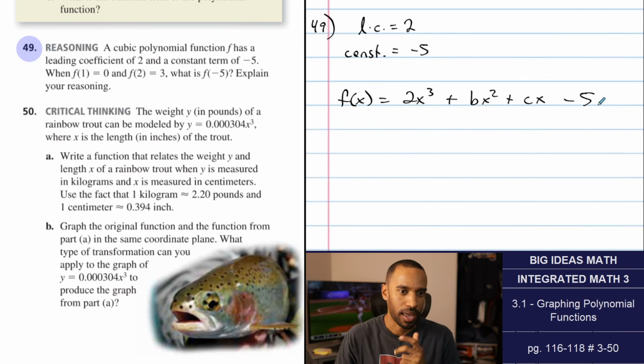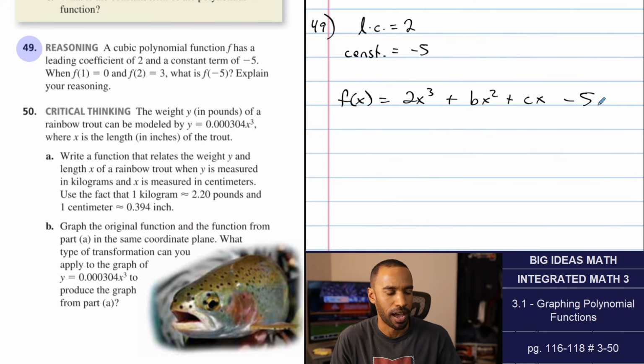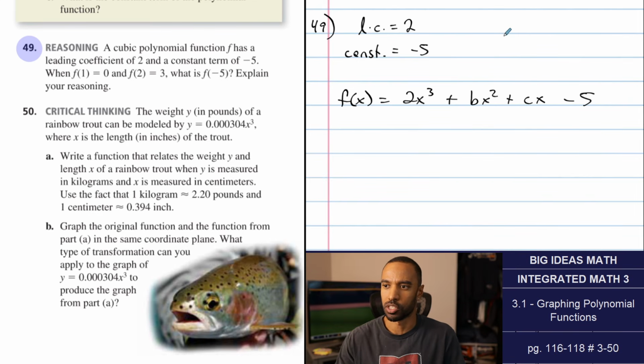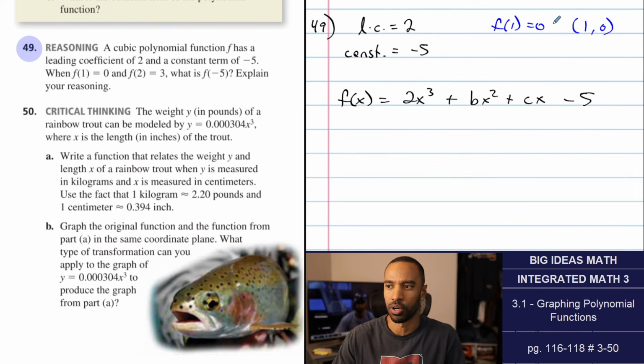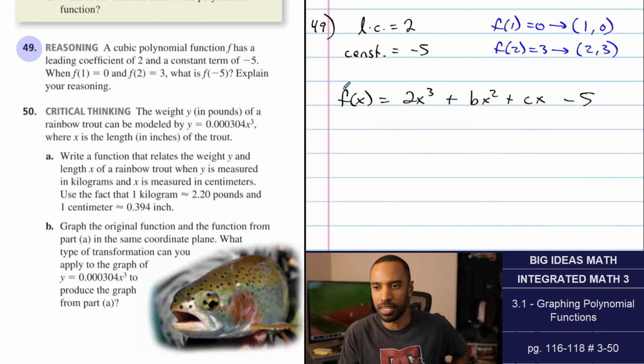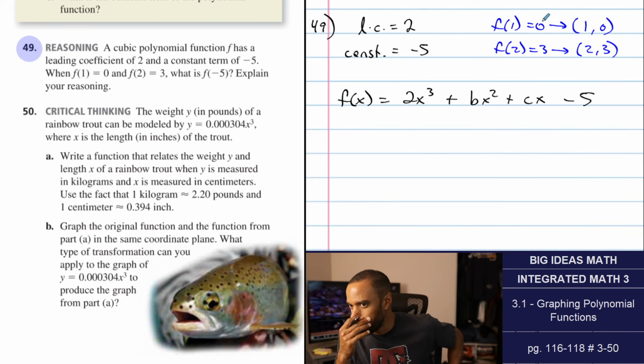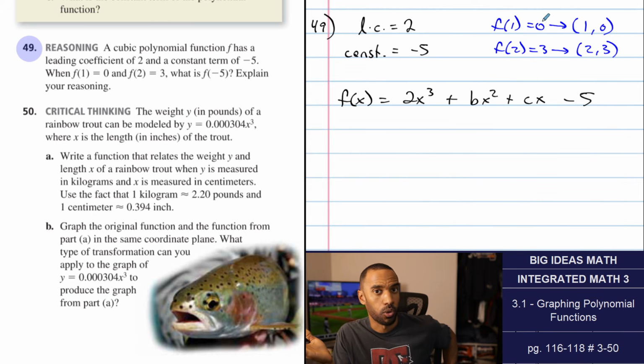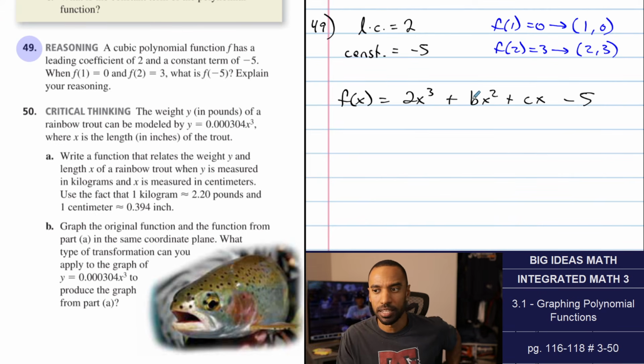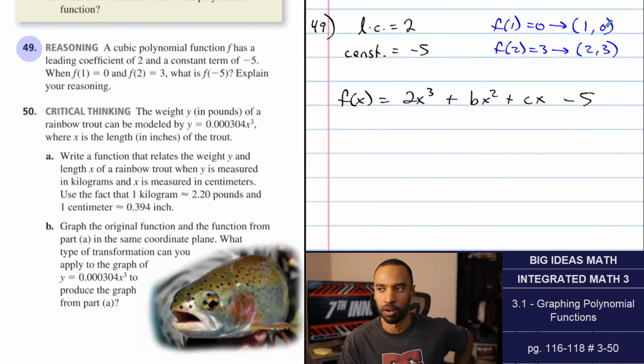And that's what they show us. When f of 1 is 0 and f of 2 is 3, what is f of -5? Explain your reasoning. Well, that's an x-intercept. Here's what this means to me. When f of 1 equals 0, that means when x is 1, y is 0. When f of 2 equals 3, that means when x is 2, y is 3. Given what we have here, I think there's enough information to create a system of equations and solve, because b and c will be our only variables. We're going to plug in 1 for x, 0 for y, 2 for x, 3 for y, and come up with equations.